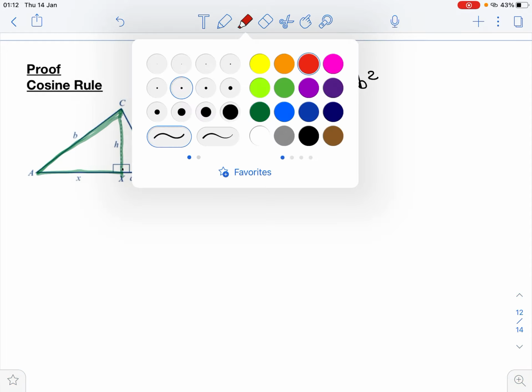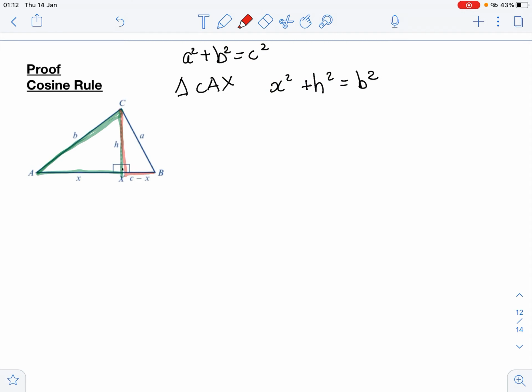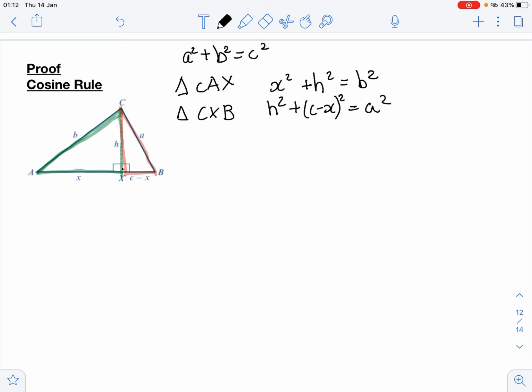Then we look at the second triangle, which is CXB. So for finding the length a for CXB, it will be h squared plus (c minus x) squared equals a squared. So this is how we're finding the sides for a and b.